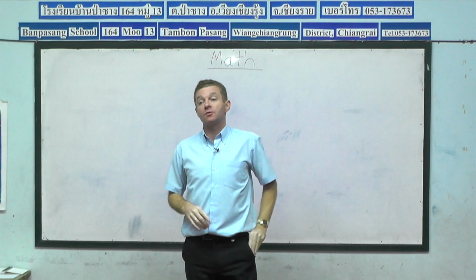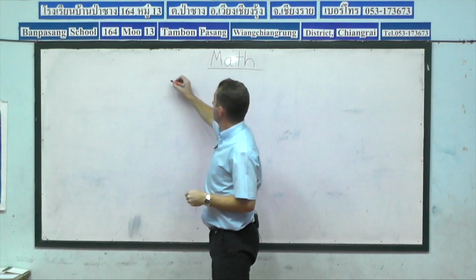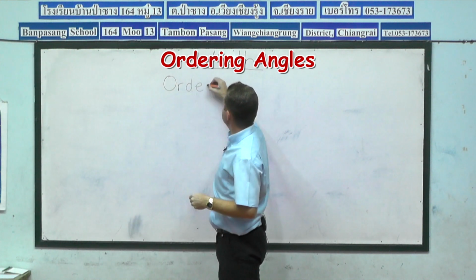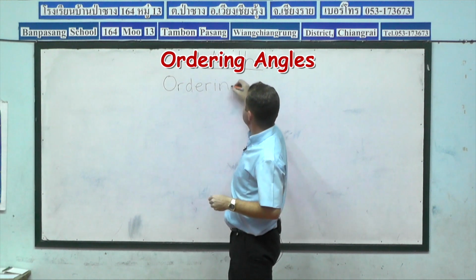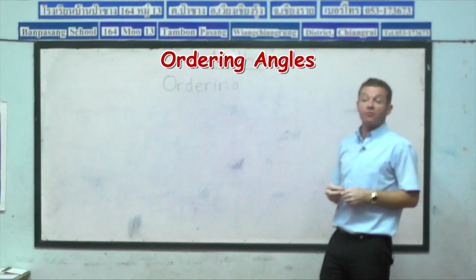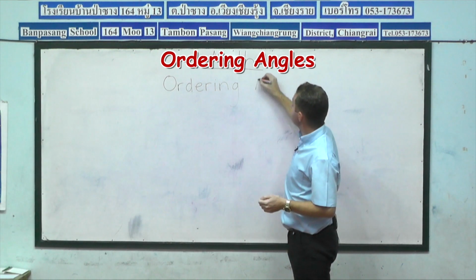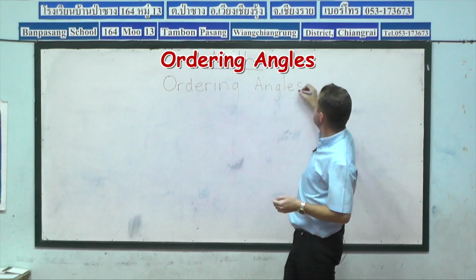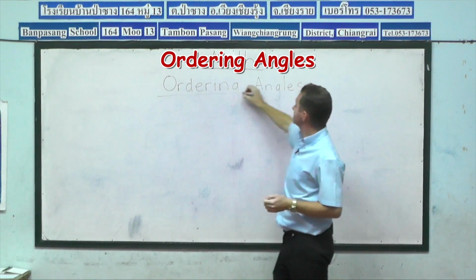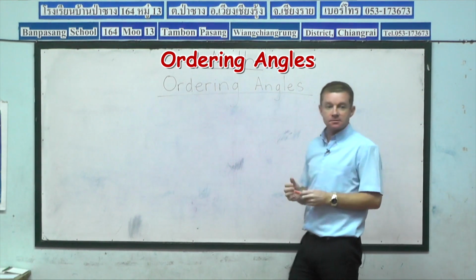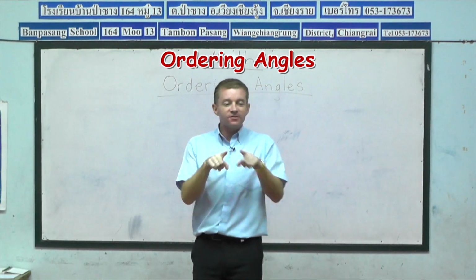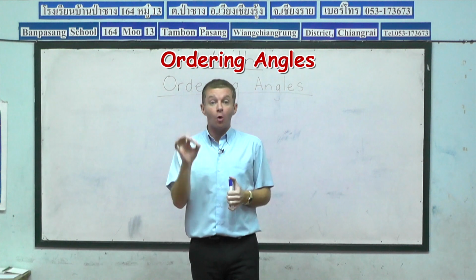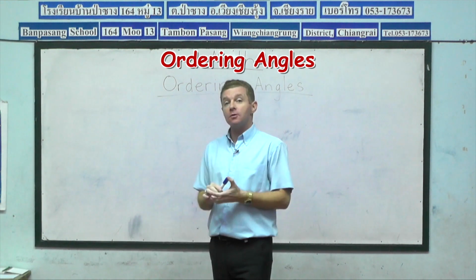So let's write that phrase on the board first. Ordering, O-R-D-E-R-I-N-G. Ordering. And angles is spelled A-N-G-L-E-S. So all together, guys, ordering angles. And who can remember what is the name of the tool we use? Very well done. When we want to measure or put angles into order, we need to use a protractor.